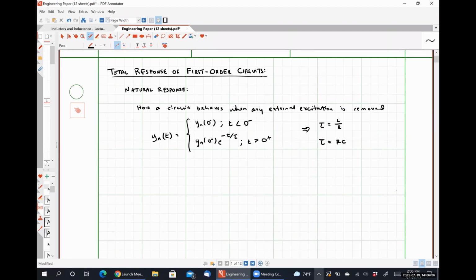Today, we are going to be talking about forced response. So forced response is how a circuit behaves when external excitation, or you might see it called a forcing function, is included.